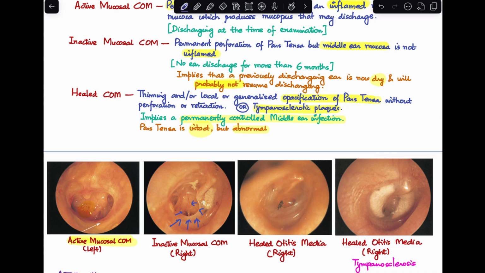So if you see the third image over here, this is showing a thinning of the tympanic membrane. You can see in this region that the tympanic membrane looks to be quite thin compared to the normal appearance of it. So this chronic otitis media has healed by a thinning of its tympanic membrane. Whereas on the right side, the fourth image over here, you can see there has been formation of some whitish chalk-like deposits on the tympanic membrane. These are known as tympanosclerotic plaques. So these are the three types of mucosal chronic otitis media.